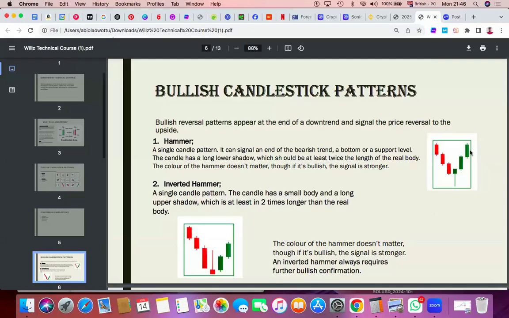So it's a single candle pattern that can signal the end of a bearish trend, a bottom or a support level. The candle has a long lower shadow, which should be at least twice the length of the real body. This is the real body that we're talking about around here. And then the length of the wick will be twice the body. So there will be three consecutive down candles, and then you will see this. This here we call a hammer.